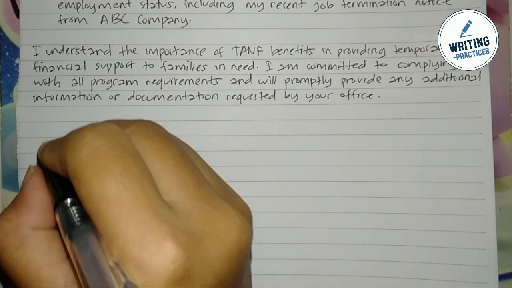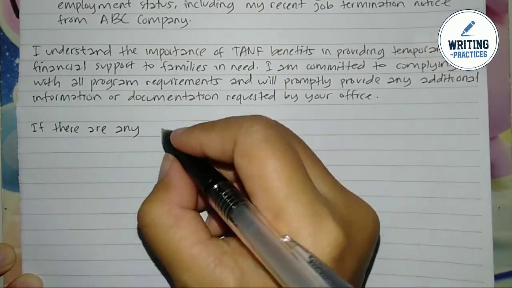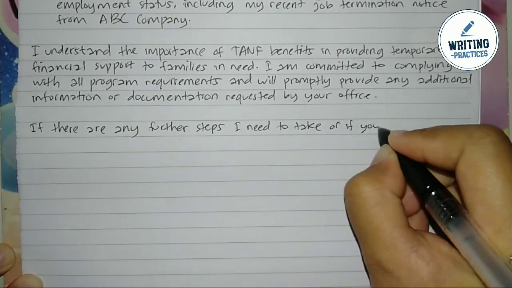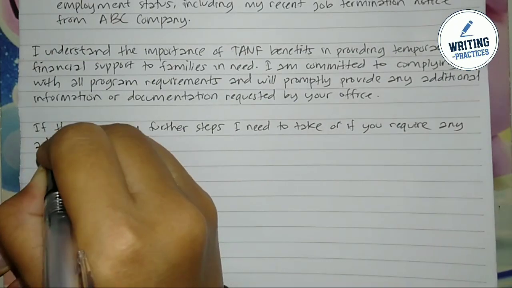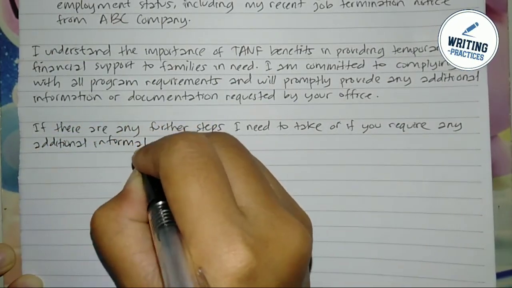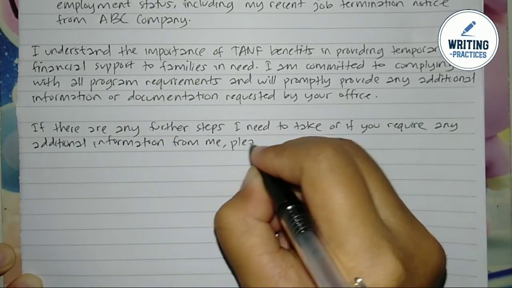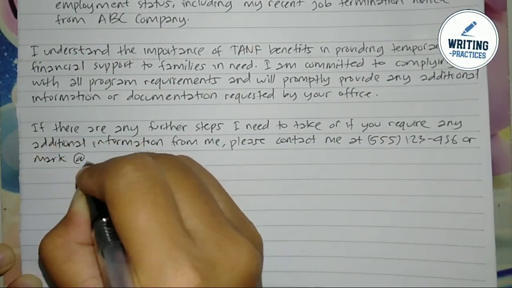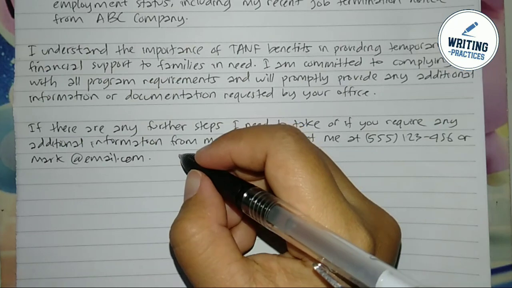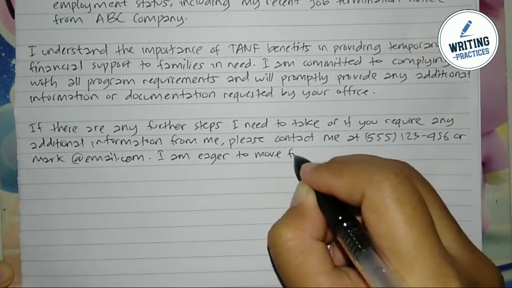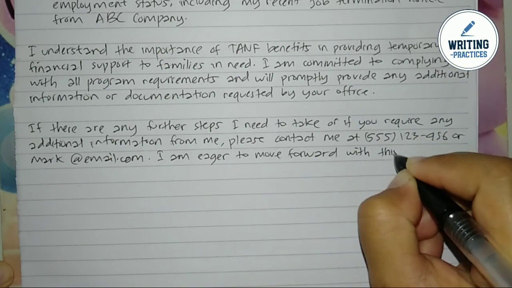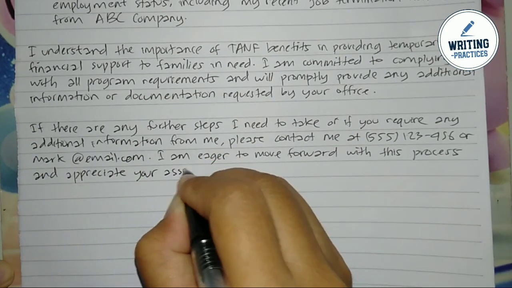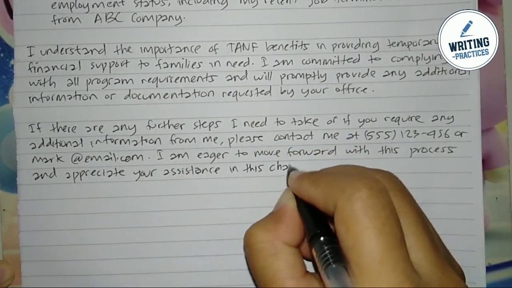In the 5th paragraph, this is where you give your contact information. It is highly recommended that you provide your contact information. They are including your phone number and email address. You may write it this way. If there are any further steps I need to take or if you require any additional information from me, please do not hesitate to contact me at 555-123-456-789 or markzuckerberg@email.com. After giving your contact information, now you can continue by expressing your eagerness to move forward with the application process. You can write something like, I am eager to move forward with this process, and appreciate your assistance in this challenging time.